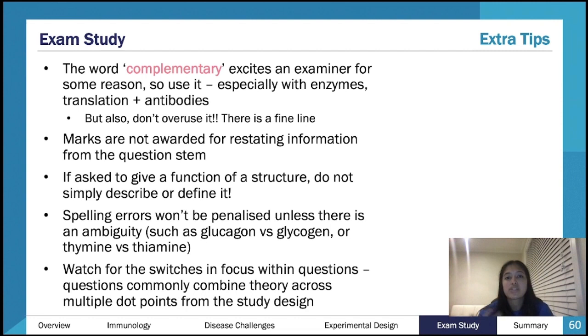So just be aware of it and make sure you are explaining things, especially with immunity, in enough depth, but also concise. I know that's so annoying to hear, like use a lot of words, but don't use any. But being concise in bio is really important, especially because it's just so much stuff. Like I tend to be a waffler when I write.